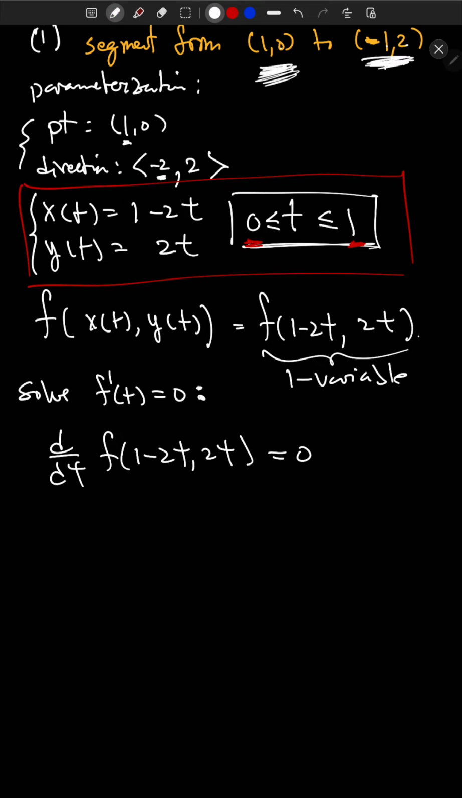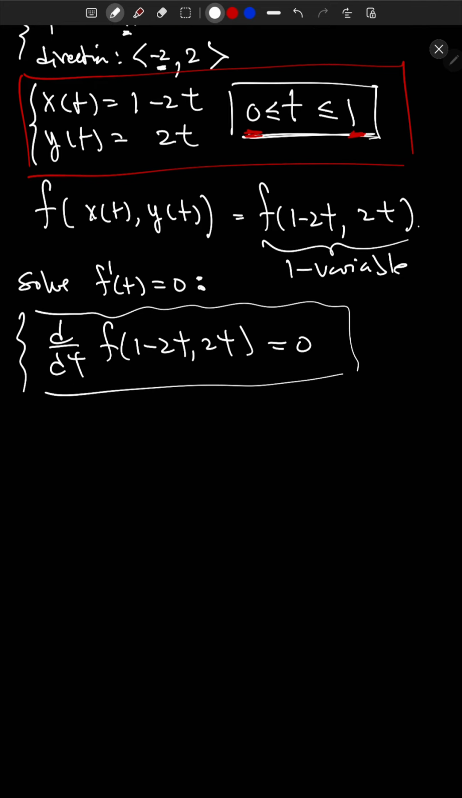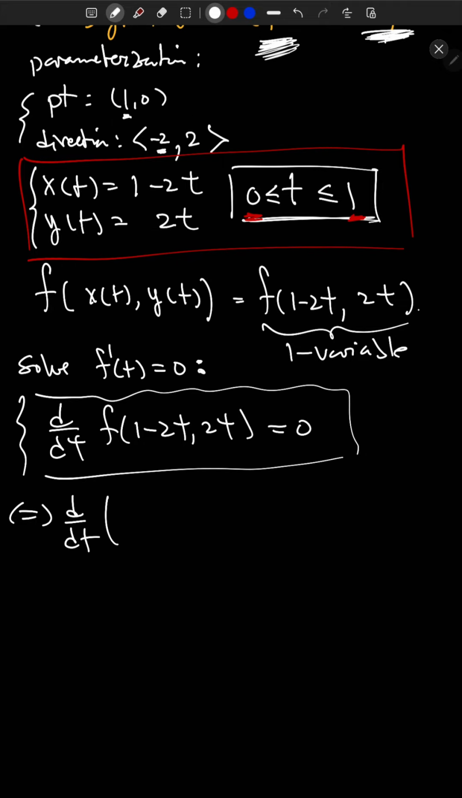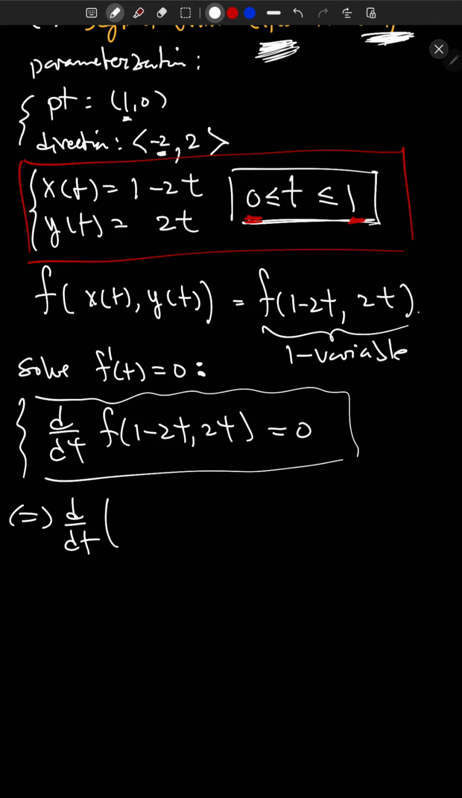In any case, let's do our one variable calculus problem. So d/dt of f(1 minus 2t, 2t) is going to be the same as d/dt of, and I'm just going to write out what this function is in terms of one variable. Our function was f(x, y) = xy squared minus x. And so if I convert that to t's, x is now 1 minus 2t, so it's going to be 1 minus 2t.